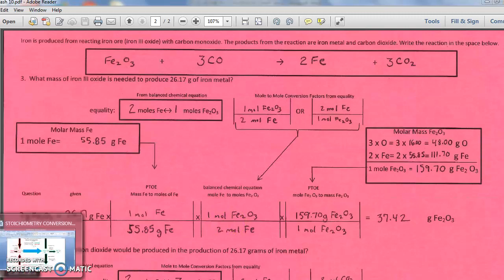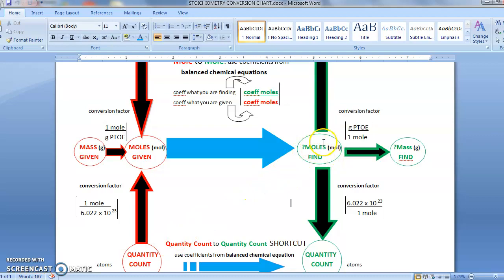Where is that on the chart? Moles of what we're trying to find are right here, and we're going to mass. I'm going to need the periodic table to do that conversion. The mass from the periodic table is on top. 1 mole is on the bottom. I need to add up the molar mass.